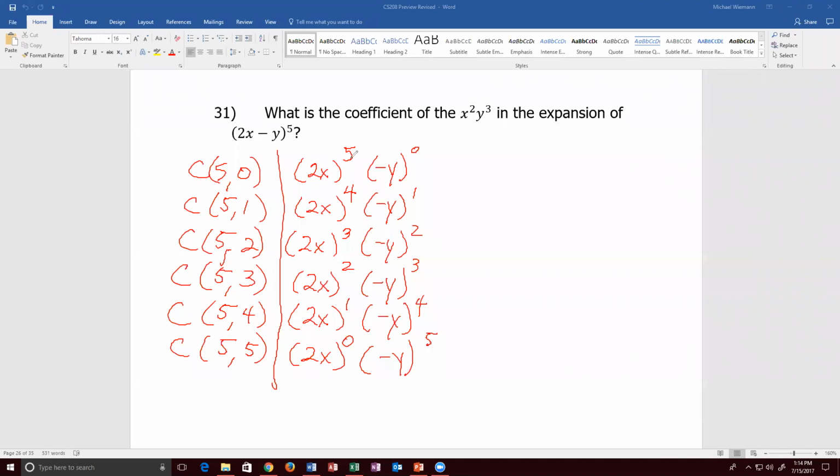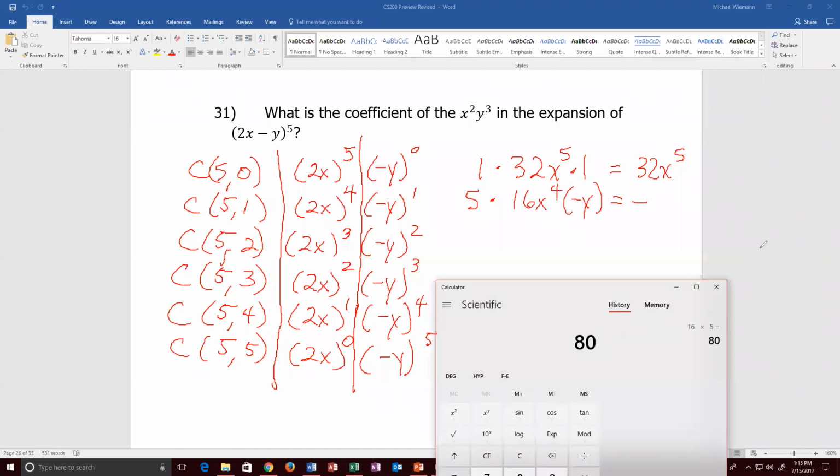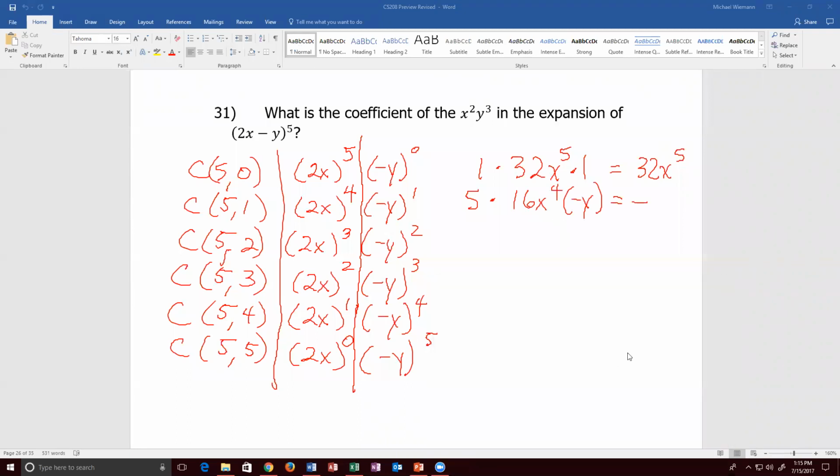Okay, so now I am ready to go. I've got my second column created as well as my third column. So for the first one, 5 choose 0 is 1. And 2 to the 5th is 32x to the 5th. Anything raised to 0 is 1. So the first term is 32x to the 5th. 5 choose 1 is 5. 2 to the 4th is 16. So I got a 16x to the 4th. Negative y to the 1st is going to make that a negative y. So that term's going to be negative. And 16 times 5, we got 80. So we've got a minus 80x to the 4th y.